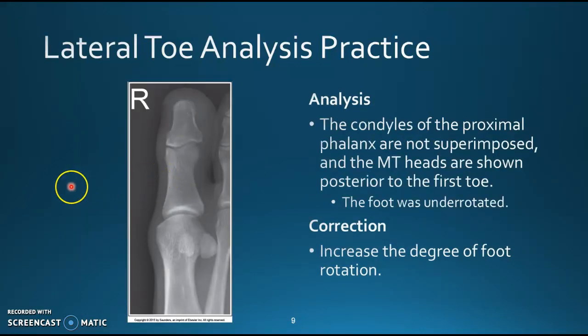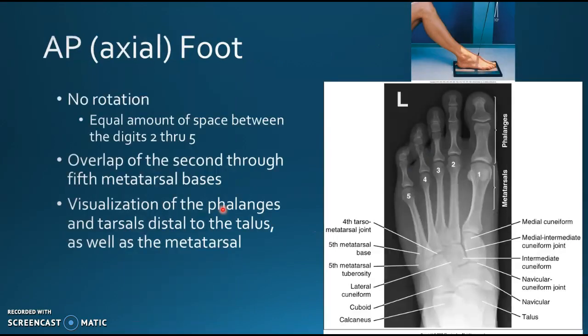Here's another lateral toe. This looks more like an AP, kind of an oblique, not enough rotation. We do not have the superimposition of the condyles, and the joint spaces aren't open, nor do we have the greater concavity on the plantar surface of the phalanx. So you're going to increase your rotation to a true lateral.